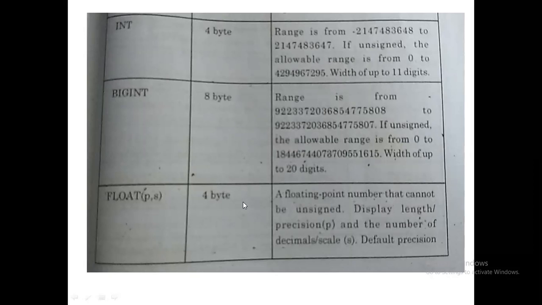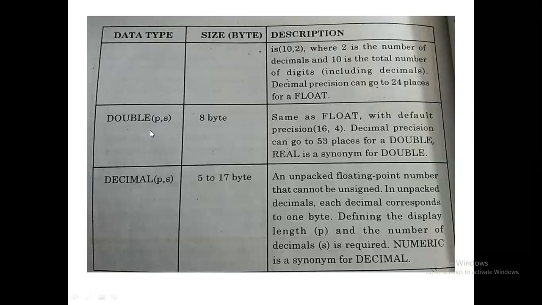Float is 4 bytes, though a floating point number cannot be unsigned. So display length and precision and number of decimals or scale, that is default precision. Next one is double, default precision is 10, 2, where 2 is the number of decimals and 10 is the total number of digits including decimals. And decimal precision can go up to 24 places for a float number.